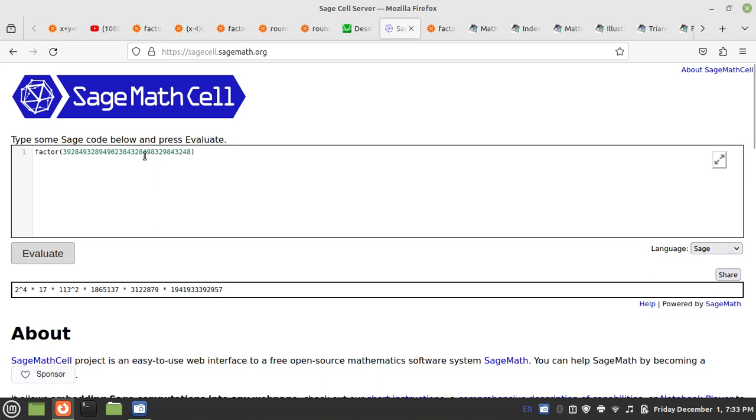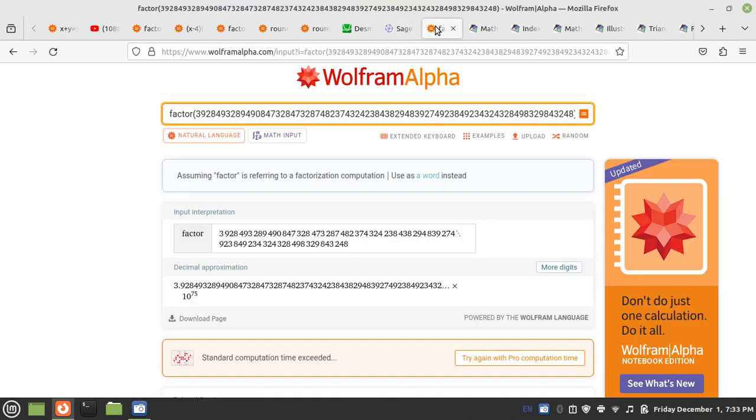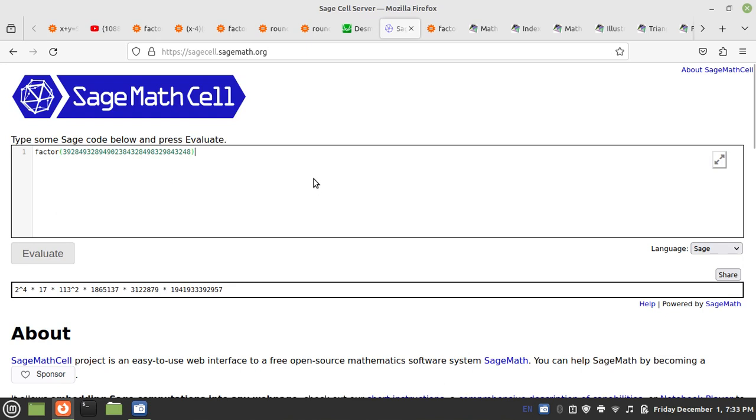For example, you want to factor a huge number like this, a very, very big number. You can see so many digits. So trying to factor this number in our tool Wolfram Alpha, you see that standard computation time exceeded. So it is not giving you the factorized form, but Sage Math on the other hand is very powerful, mashallah. It will show you the number factored. It can factorize it very quickly, mashallah.